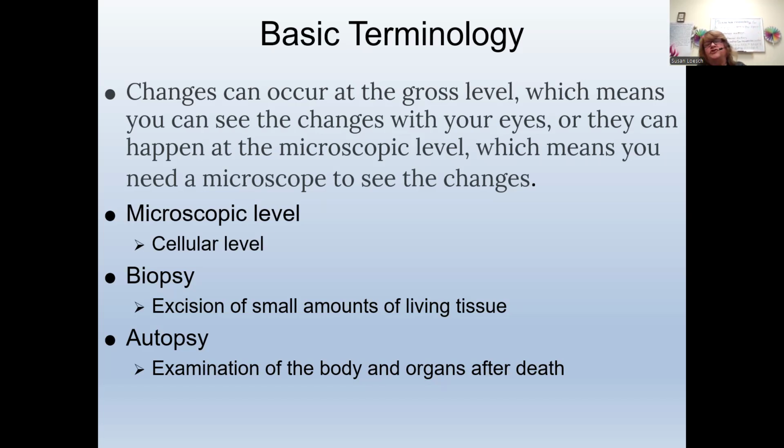All right, so when we look at changes in the body, they can occur at the gross level, which means you can physically see these with your eyes, or they can happen at the microscopic level, meaning you need a microscope to see it at the cell level. We could do a biopsy where we take small amounts of living tissue. This is the only way to definitively say that someone has cancer. We could do an autopsy after the fact. Like for people with dementia, this was one of the only ways to ever look at them. Now they're coming up with lots of new stuff, but previously this is the only way they were able to see anything about someone with dementia because of where it occurs in the brain. You couldn't just open up the head and start looking.